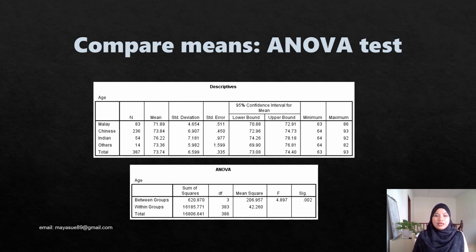Then SPSS will provide you the ANOVA table. This is the ANOVA table. The most important here is the Sig column. This is the p-value for your ANOVA test, and here it is 0.002.